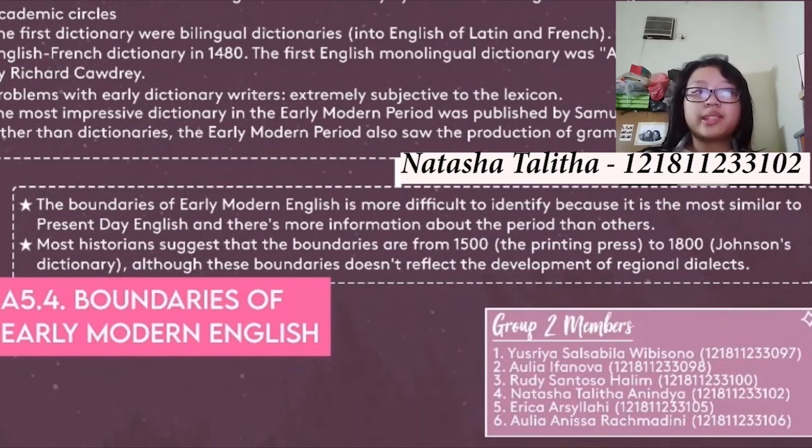And most historians suggest that the boundaries of early modern English are from the 1500s, when the printing press was first produced, which then triggered the vowel shift, and then it stopped in the 1800s, which is when Johnson's dictionary was first published. Although these boundaries don't reflect the development of the regional dialects.